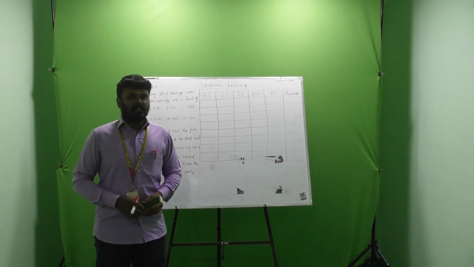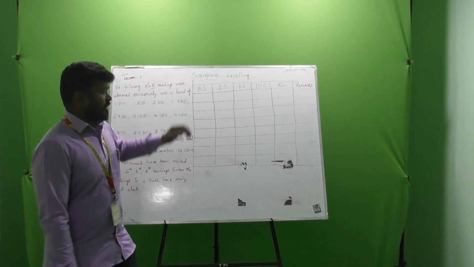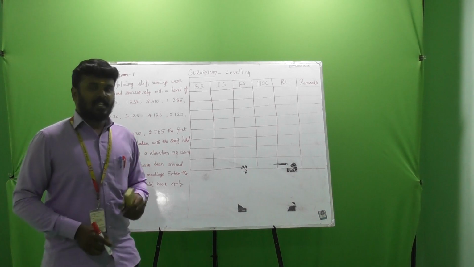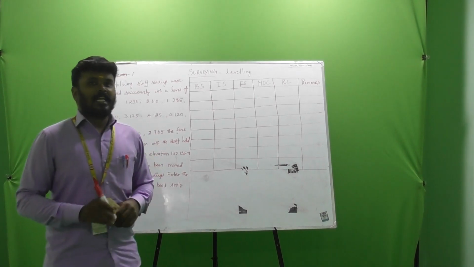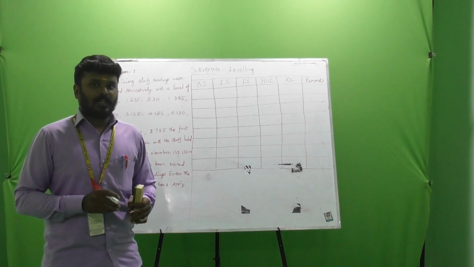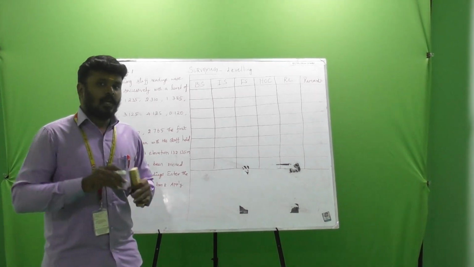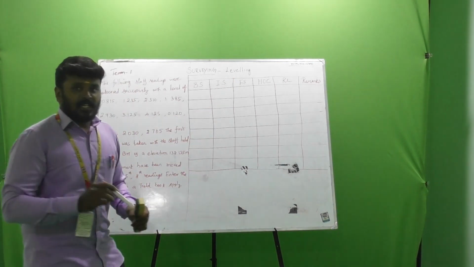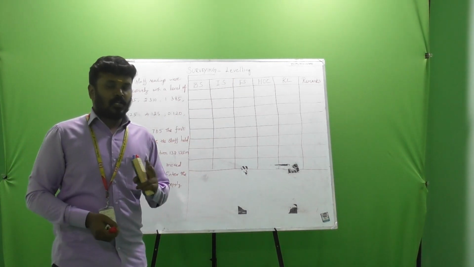Today I am going to present the topic of surveying leveling. First of all, we know what is meant by leveling. Leveling is the art of determining the relative points. That means from one place to another place, we have to find the level difference. Level difference between one place and another place is called leveling. In that level difference, there are two methods.